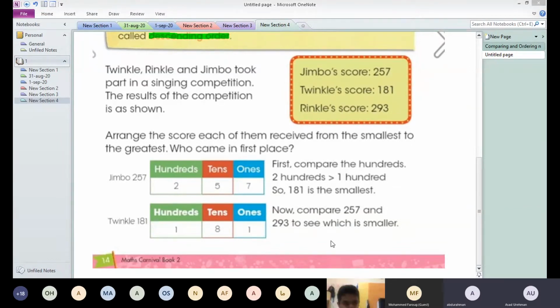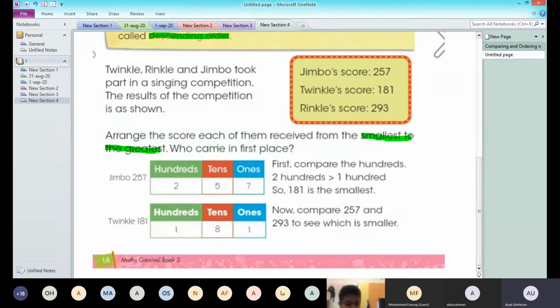Okay. Now I'm going to mute all of you again, and we are going to continue. Twinkle, Wrinkle, and Jimbo took part in a singing competition, and their results are shown below. What we have to do is arrange the score of each of them from the smallest to largest. First you arranged greatest to smallest. Now you are going to arrange from smallest to greatest.